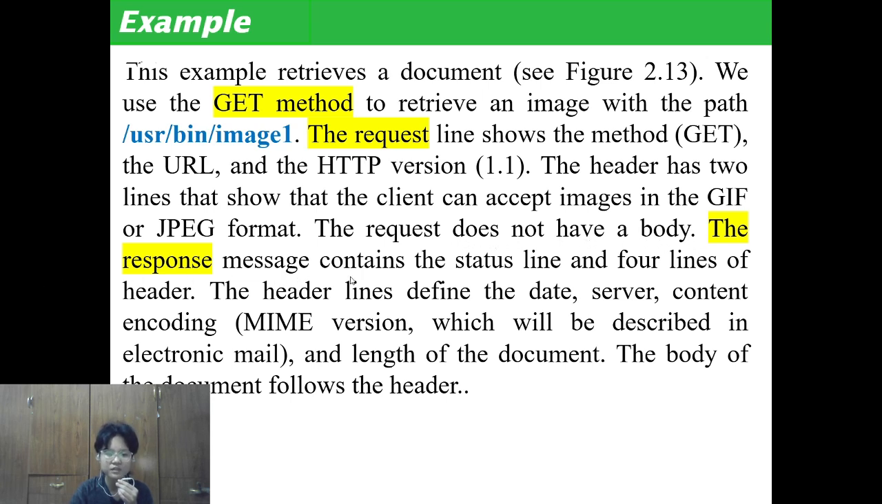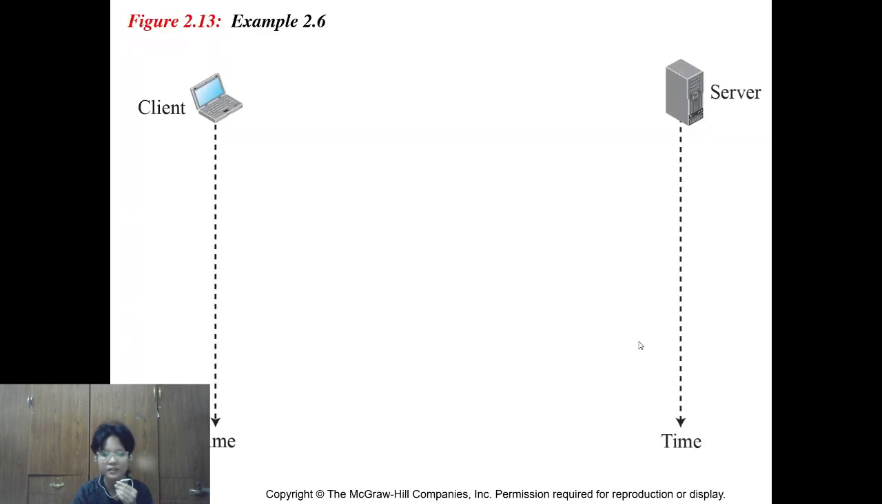The response message contains the status line and four lines for the header. The header lines define the date, server, content encoding, MIME version, which will be described in electronic mail, and length of the document. The body of the document follows the header.